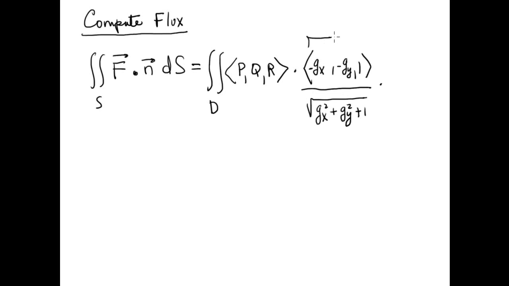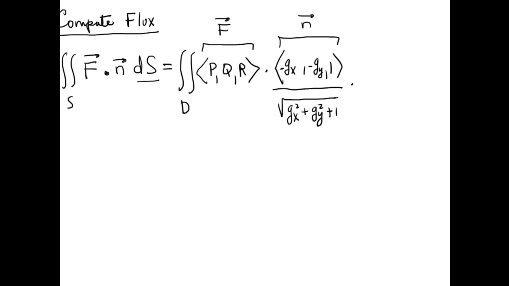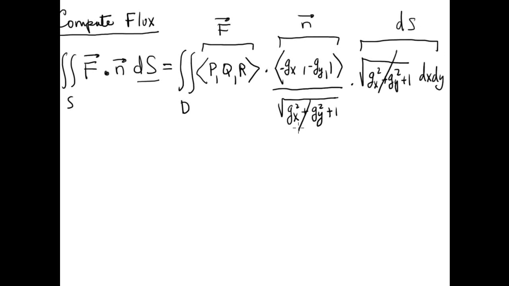This is a normal vector. This is a vector field. And finally ds. ds is the magnitude, I suppose this is a scalar, the square root of gx squared plus gy squared plus 1 dx dy. This is ds. And this is cancelled. So what is the formula?